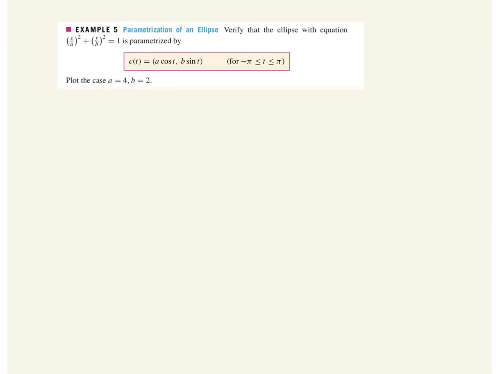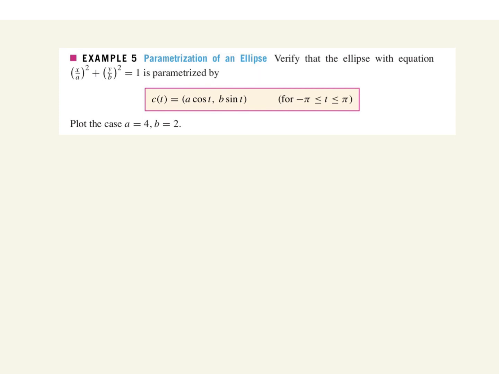Okay, so this next one is applied using that idea. We want to verify that the ellipse with this equation is parametrized by, sorry, it's a tough word for me. C of t is equal to a cos t, comma b sine t, where t is between negative pi and pi. And we then want to plot the case where a is 4 and b is 2.